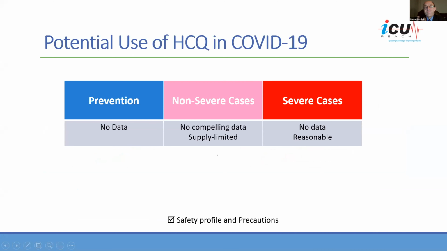In fact, theoretically speaking, if it's going to benefit, why are we waiting for the severe cases? Severe cases mean more inflammation, and maybe it's going to be too late, like with influenza. The more we wait on giving the medication, the worse the outcome. So I think it should be used in non-severe cases. No compelling data. It is supply limited. It's going to be restricted, actually.